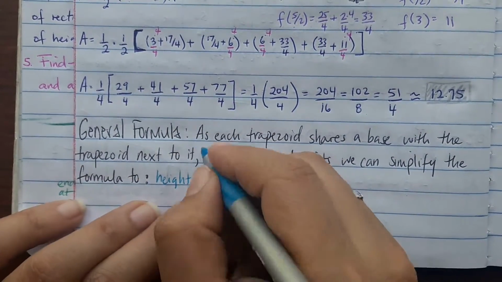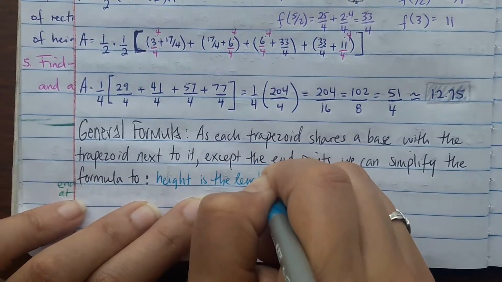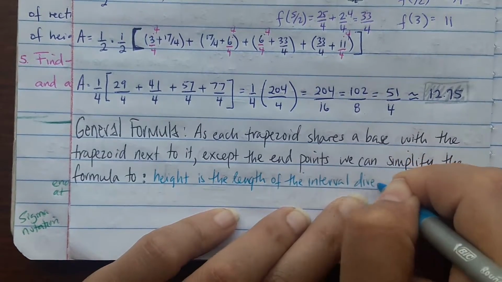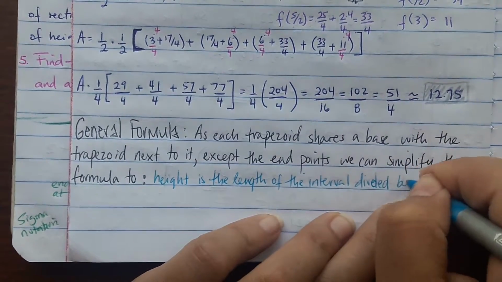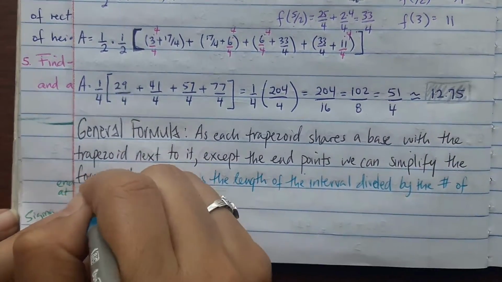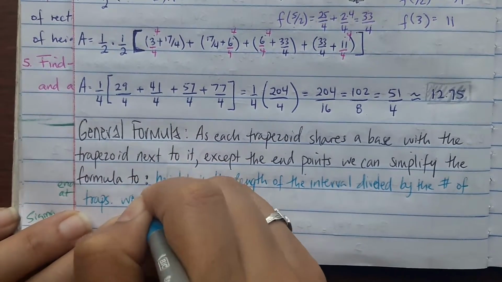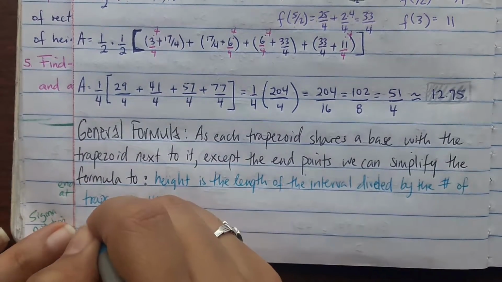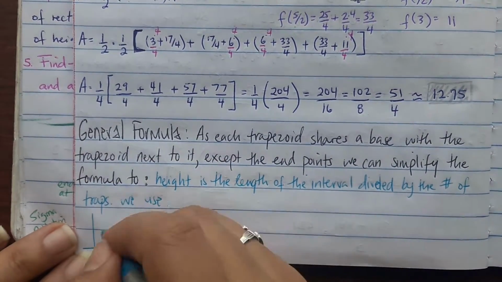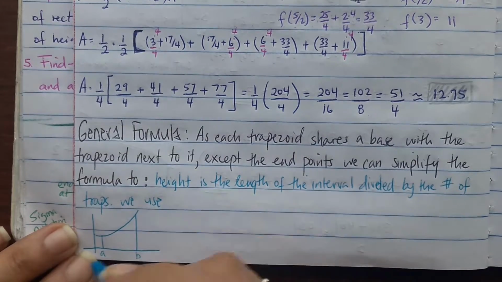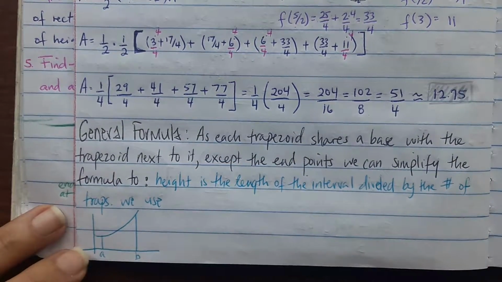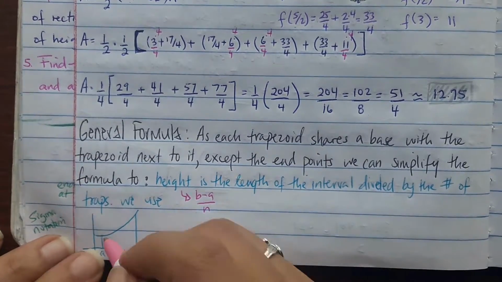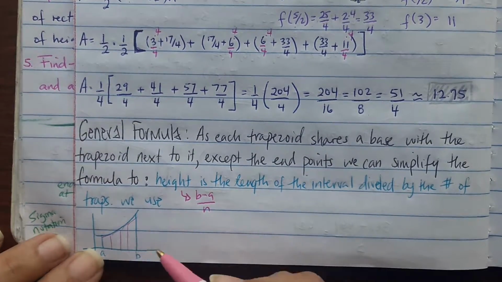Okay, the height is the length of the interval divided by the number of trapezoids that we use. In other words, basically the base for the rectangle in the previous videos. So if I draw like a little graph, you can see the height between the interval A and B is, however many trapezoids we use, is B minus A divided by however many trapezoids that we use.